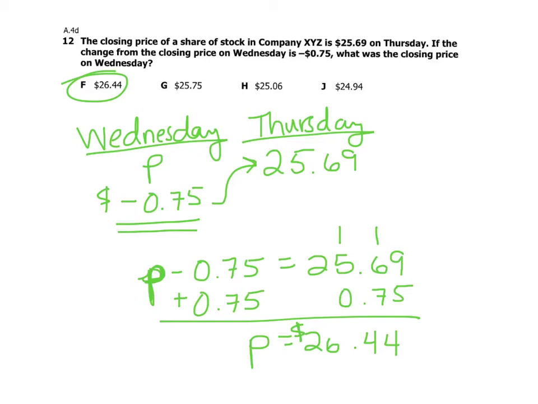Okay, $26.44. We had to add that 75 cents because we're going back in time. We're going from Wednesday to Thursday. So we had to think about the way that would be set up. All right, two left.